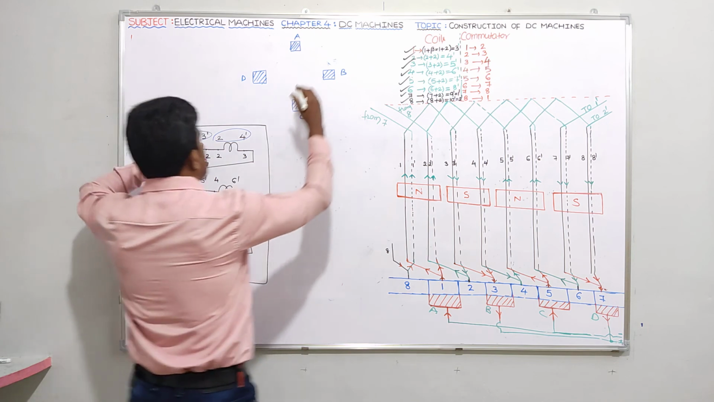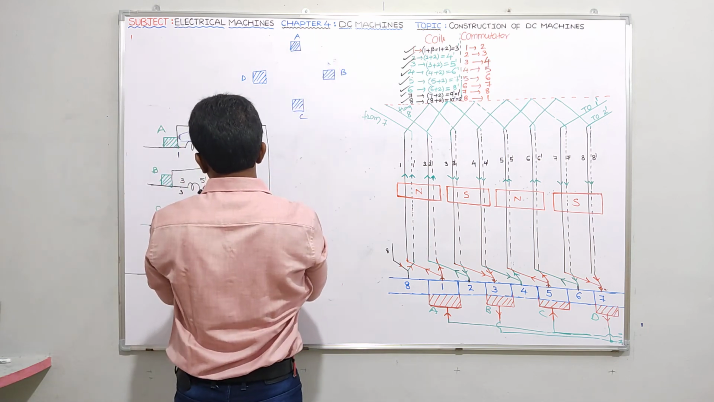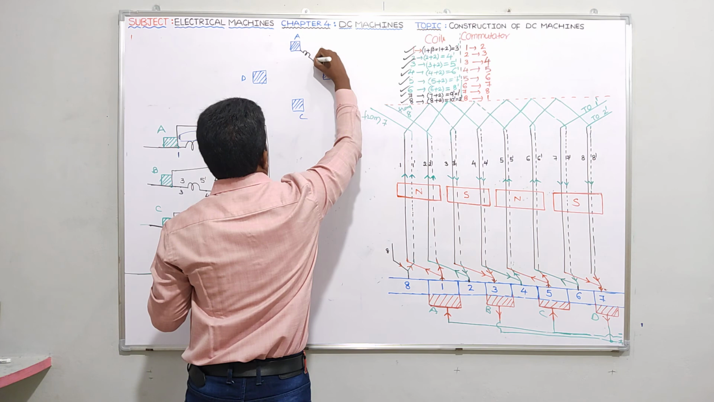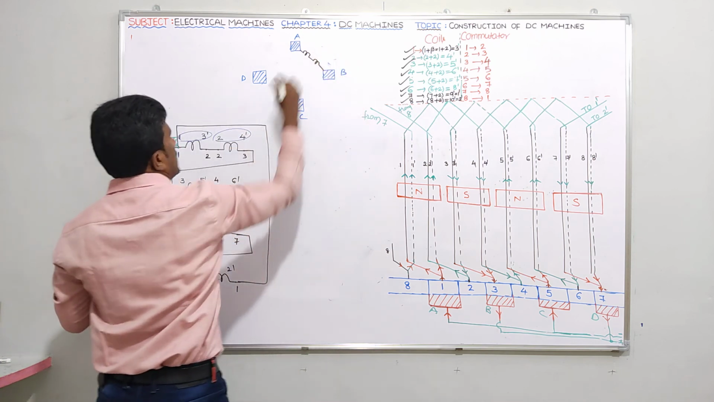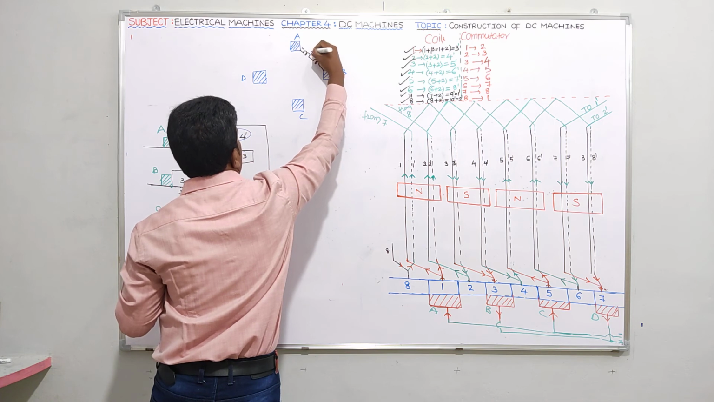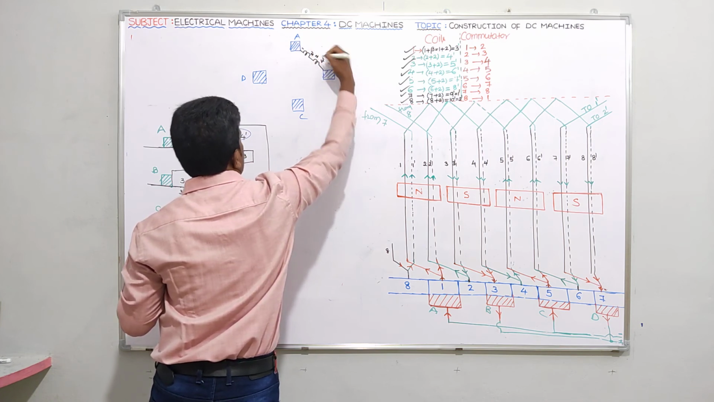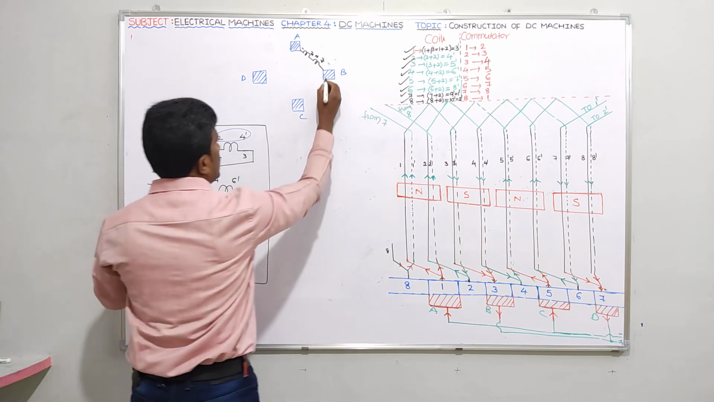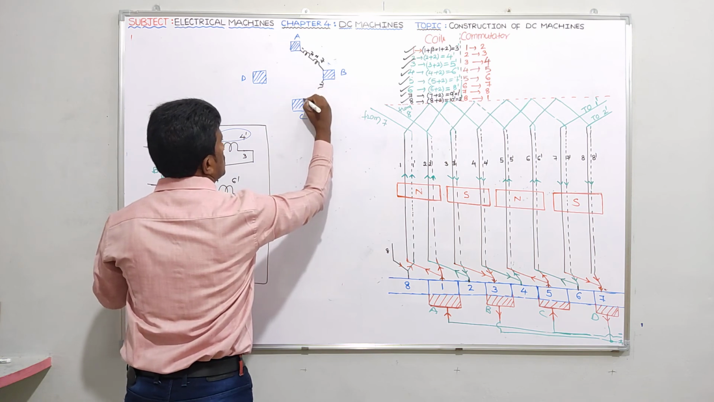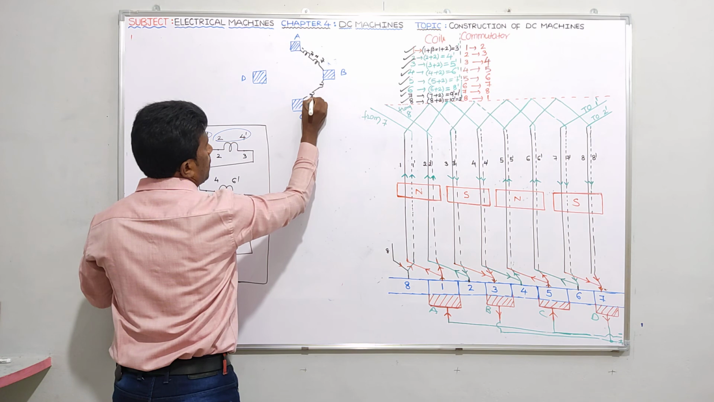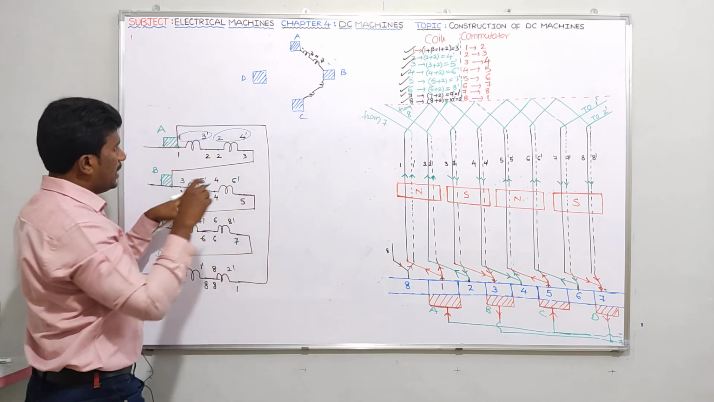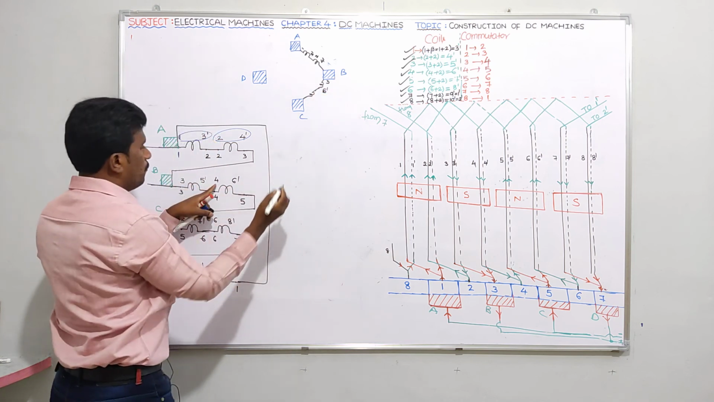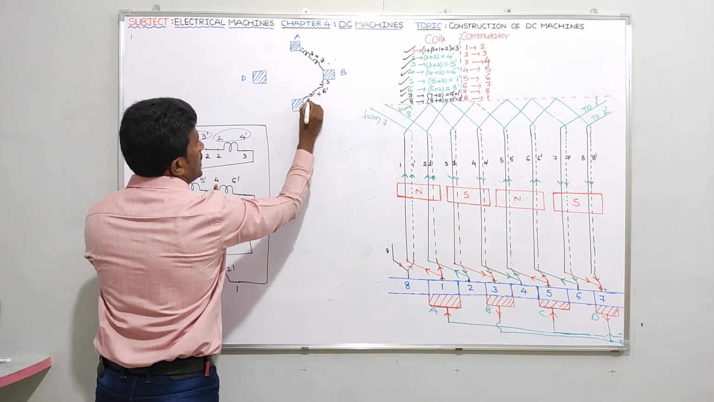So 1 3 dash is the coil here, right? 1 3 dash coil, and one more coil, 2 4 dash. Next, between B and C, guys, these are the two coils connected in series. Let me represent those two coils: 3 5 dash, and the one more coil is 4 6 dash.